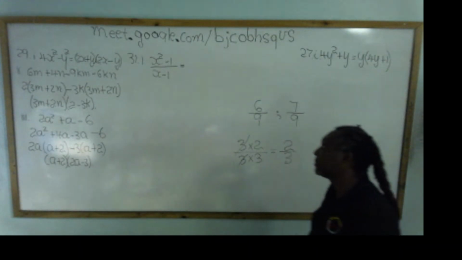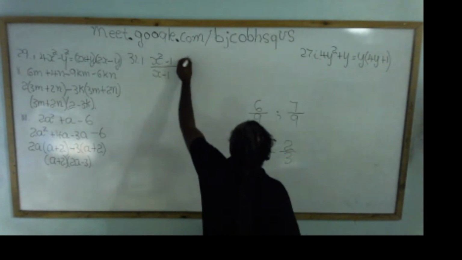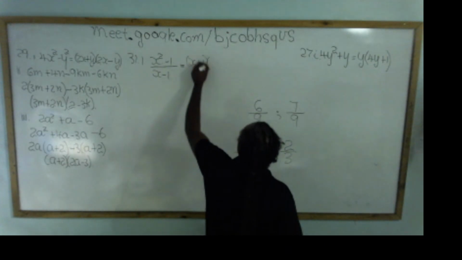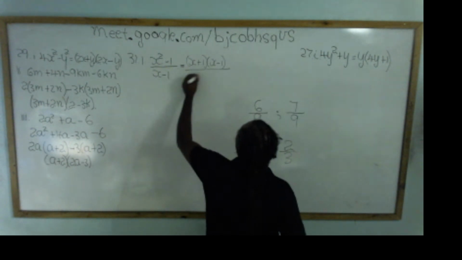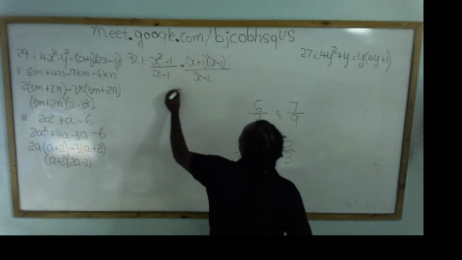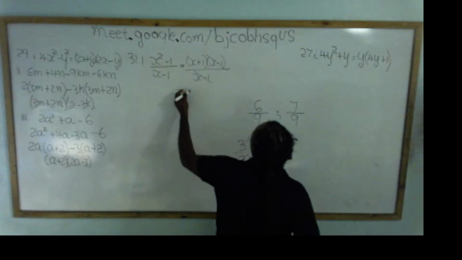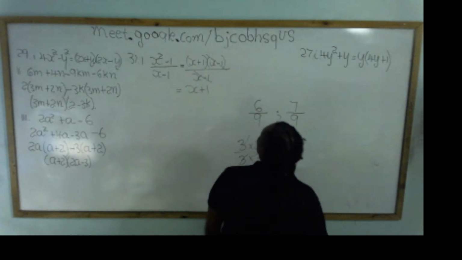Let's go. Of course, the numerator is a difference of 2 squares. X plus 1, x minus 1. And of course, there is no further factorization of the denominator. So this will cancel with this. And the result is going to be x plus 1 over 1. So x plus 1 divided by 1 is the same as x plus 1.